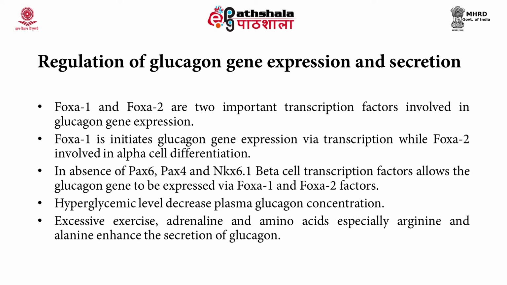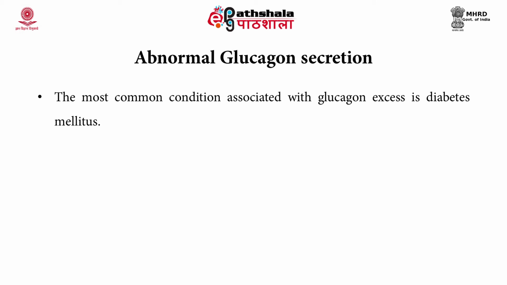Amino acids, especially arginine and alanine, enhance the secretion of glucagon. Excessive exercise and adrenaline also enhance plasma glucagon concentration several-fold. Next, the abnormal glucagon conditions associated with the glucagon axis in diabetes mellitus.